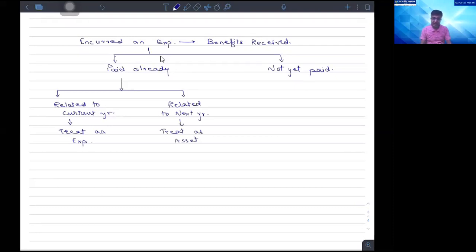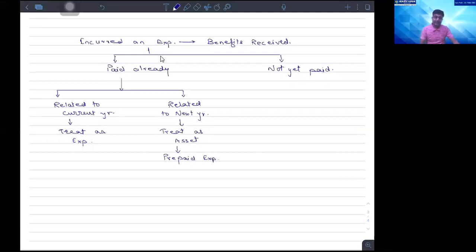आपने खर्च किया, आपने इनकर किया एक्सपेंस, अगर आपने वो एक्सपेंस ऑलरेडी पे कर दिया है और अगर वो इस साल से रिलेटेड है तो इस साल के लिए वो खर्च हो जाएगा. अगर वो इस साल से रिलेटेड नहीं है तो that will be treated as an asset, what we call a prepaid expense. Am I right?